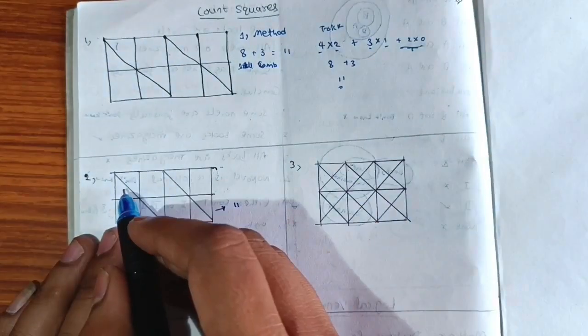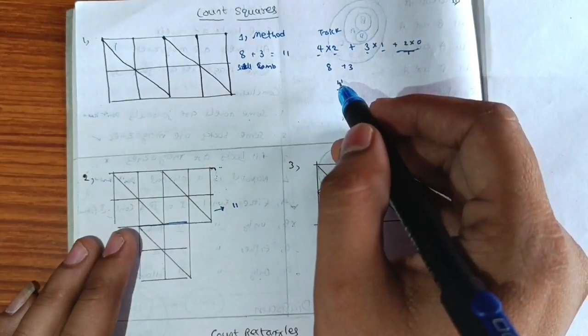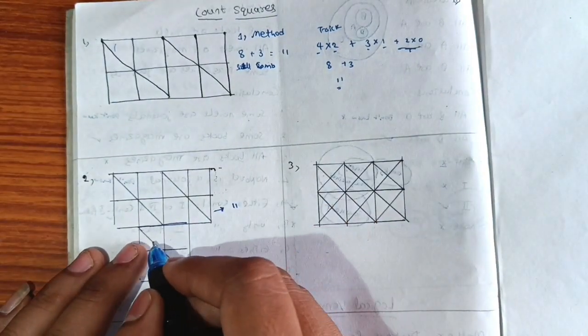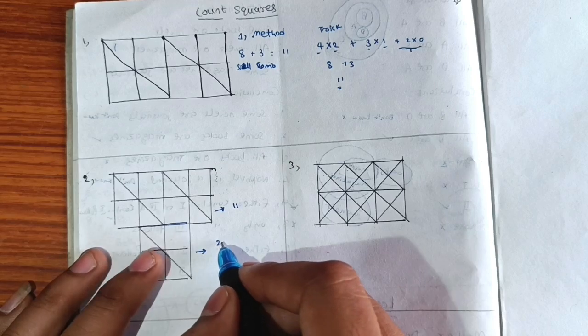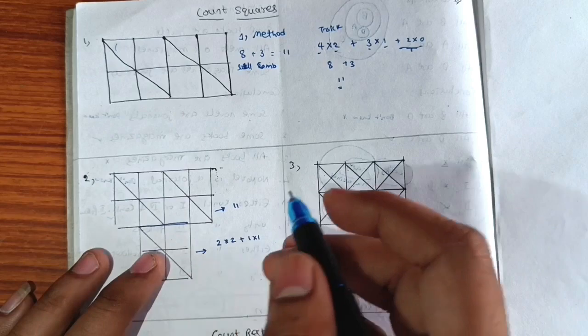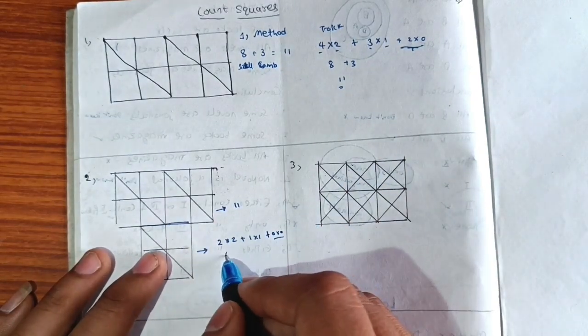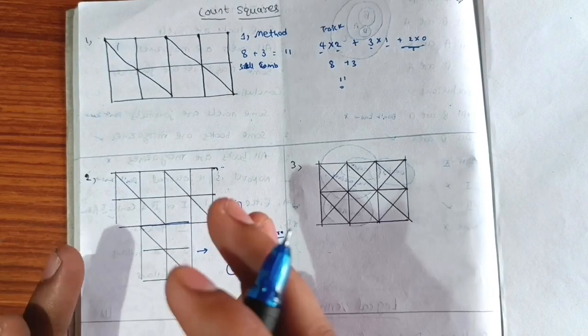By the trick you can see 4 into 2 plus 3 into 1 gives the 11 squares. Again from this, 1 into 1, 2, 1, 2, here you will get 2 into 2 plus 1 into 1. Again we get 0, so the series gets ended. Now the number of squares here is 4 plus 1 which is 5.